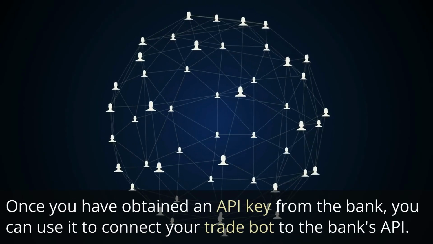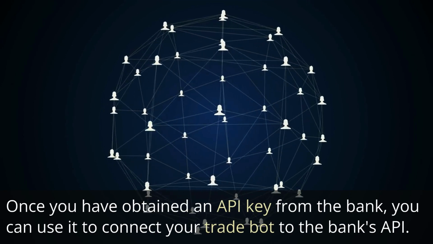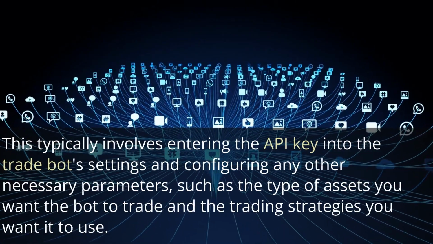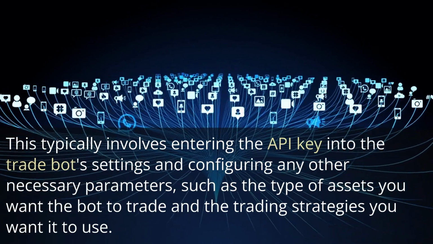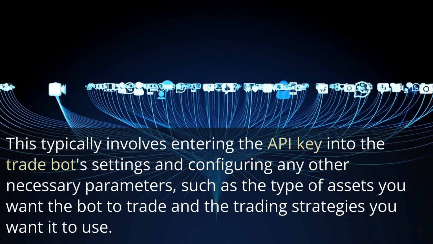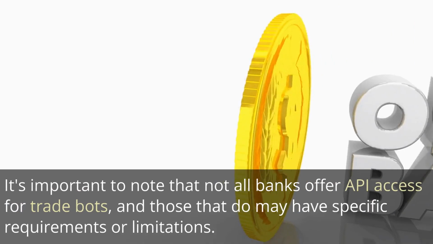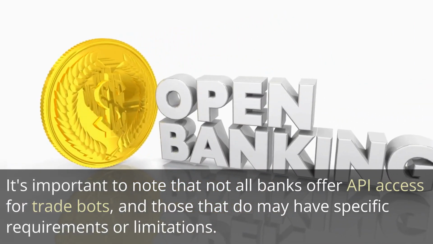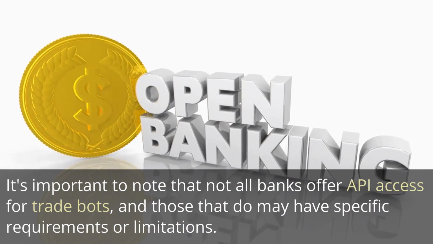Once you have obtained an API key from the bank, you can use it to connect your trade bot to the bank's API. This typically involves entering the API key into the trade bot settings and configuring any other necessary parameters, such as the type of assets you want the bot to trade and the trading strategies you want it to use. It's important to note that not all banks offer API access for trade bots, and those that do may have specific requirements or limitations.